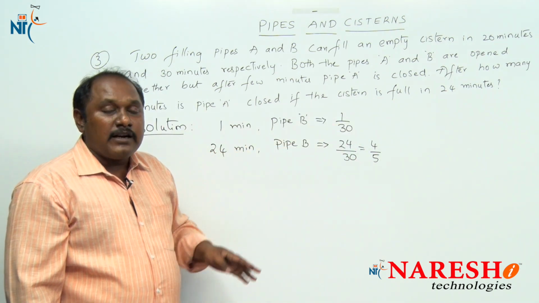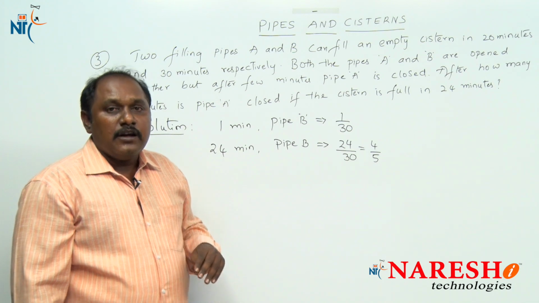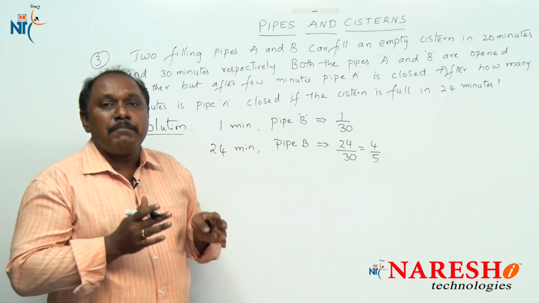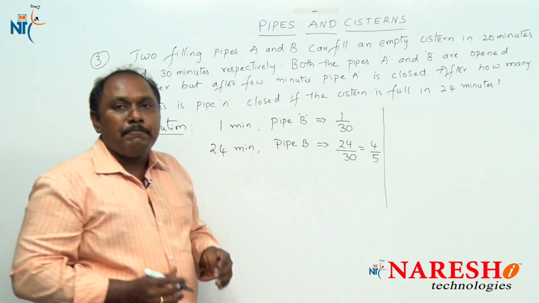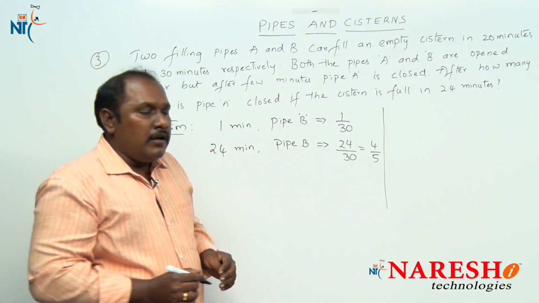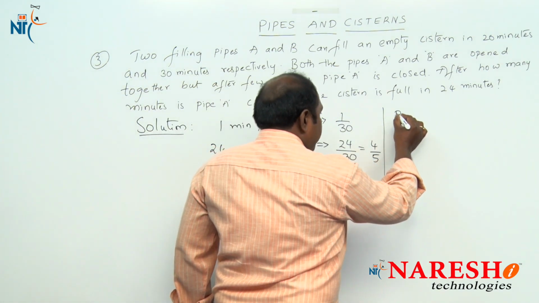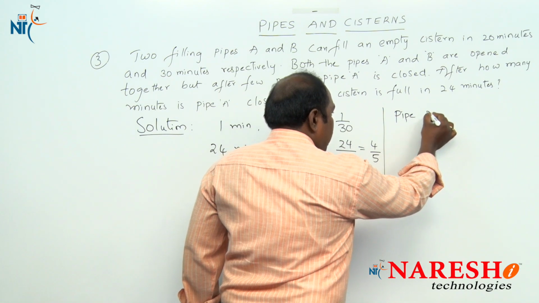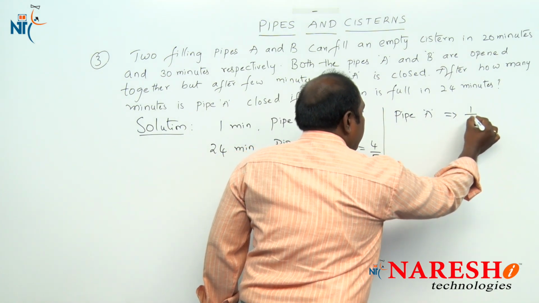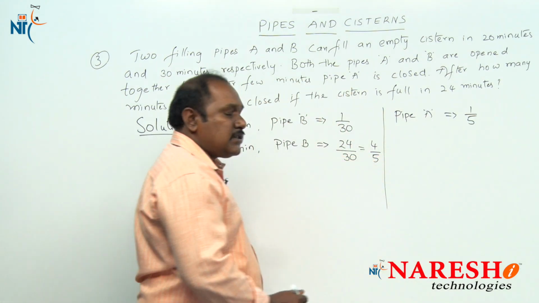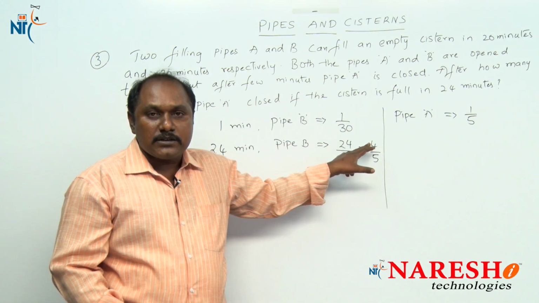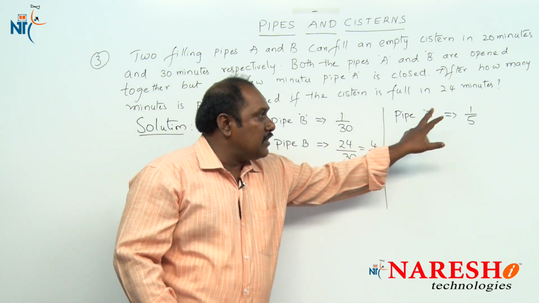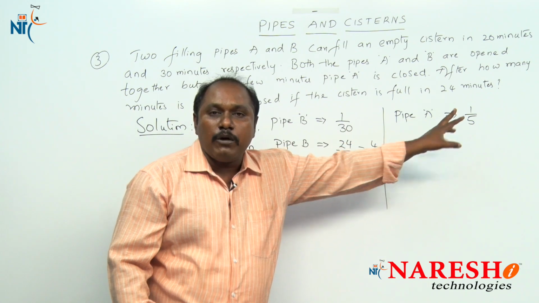Now, if pipe B has filled 4/5 of the cistern in all 24 minutes, but in the question it is given that the tank is full in 24 minutes. Now, which pipe has filled the other part? Obviously, the other part is filled by pipe A. Now, let us talk about pipe A. So, pipe A has filled 1/5 of the tank. That is, out of 5 parts, if pipe B has filled 4 parts, out of the same 5 parts, pipe A has filled only 1 part.